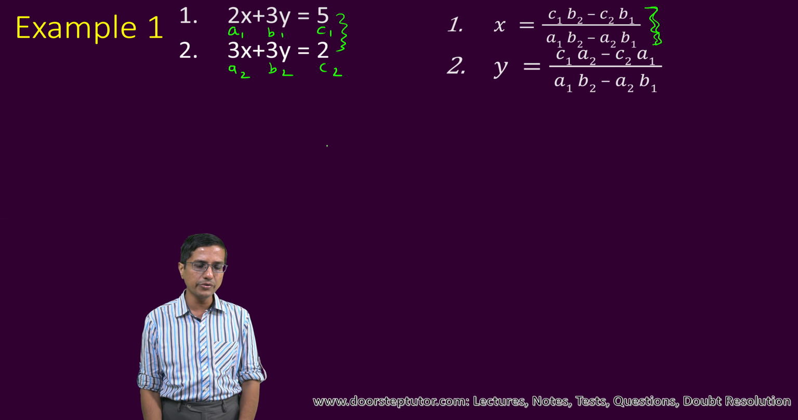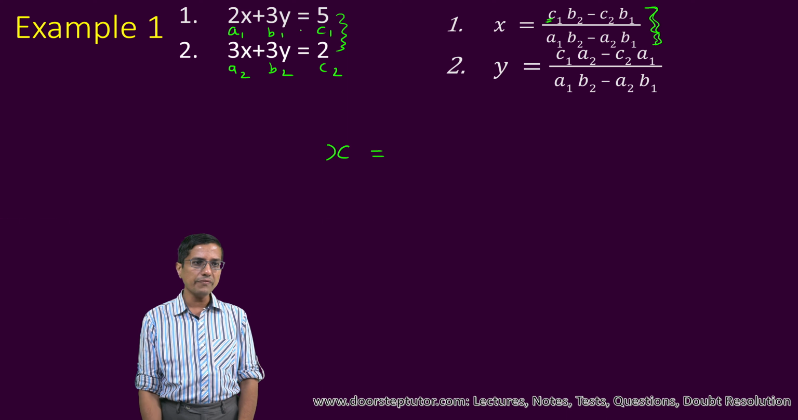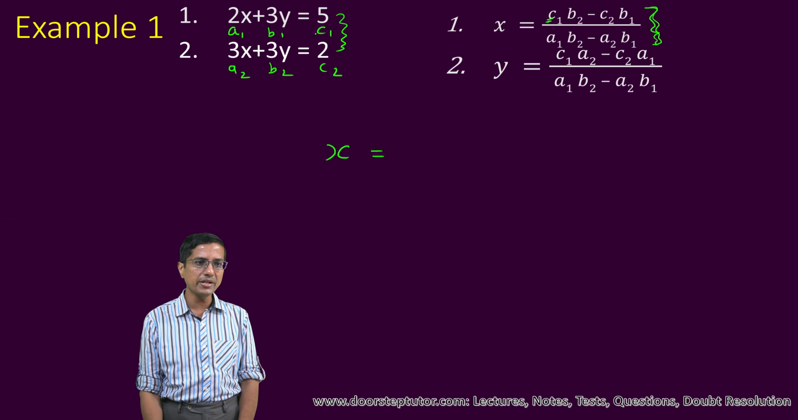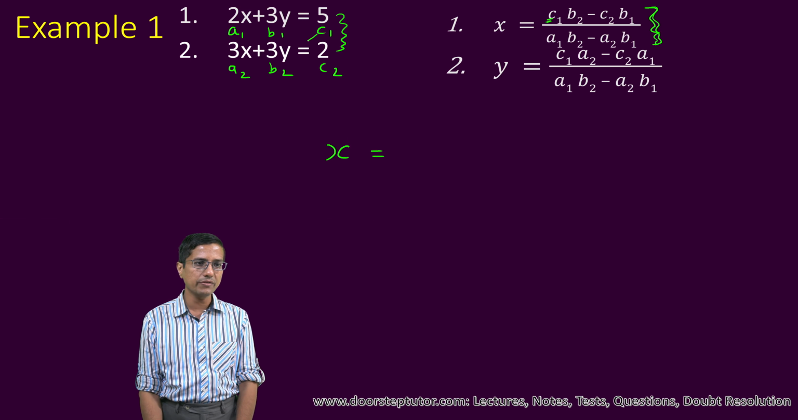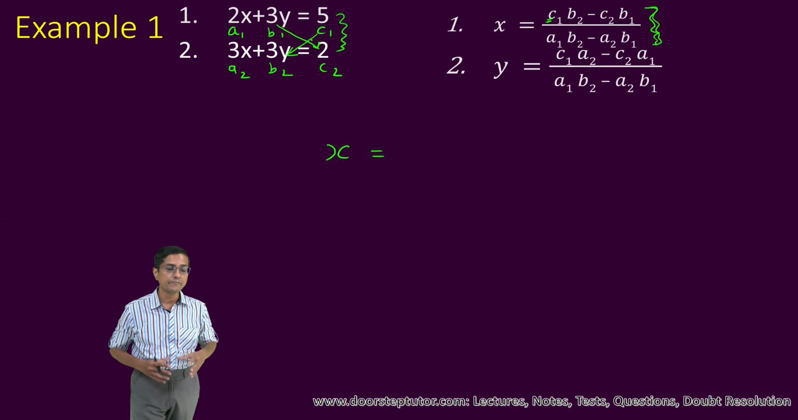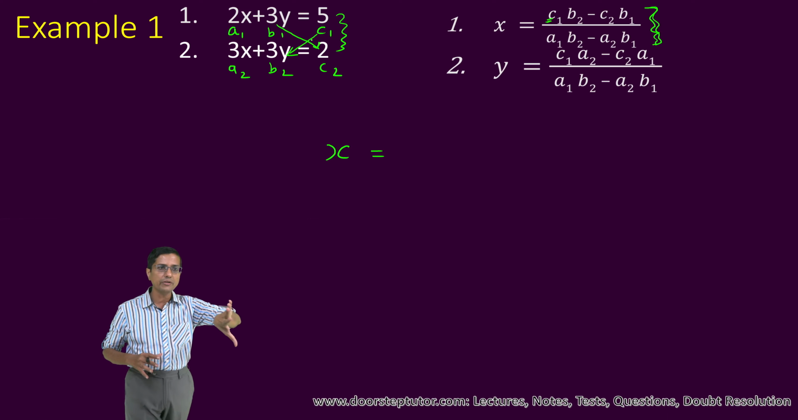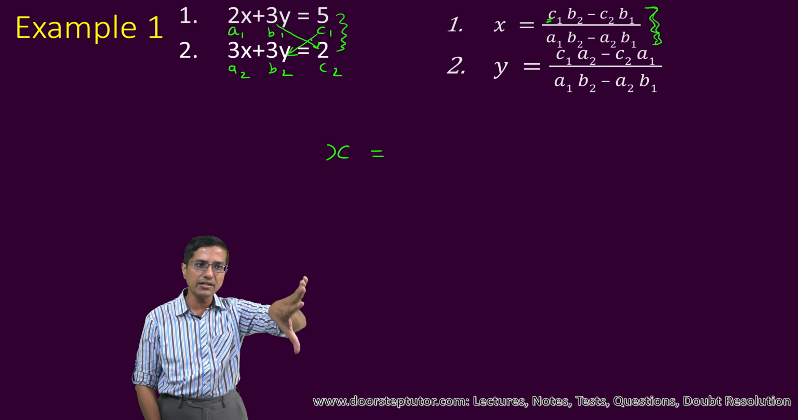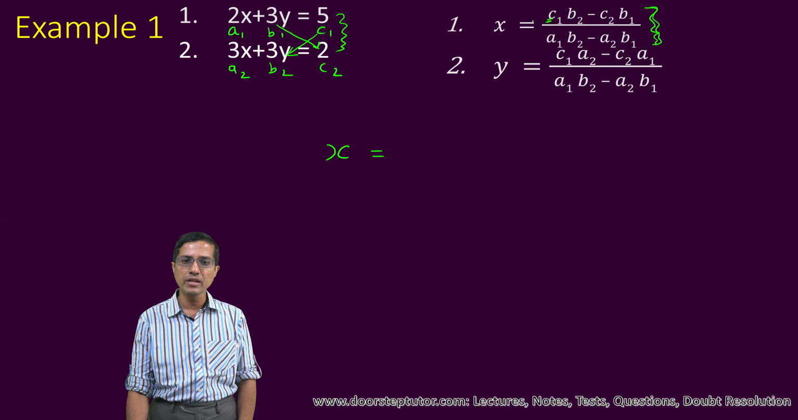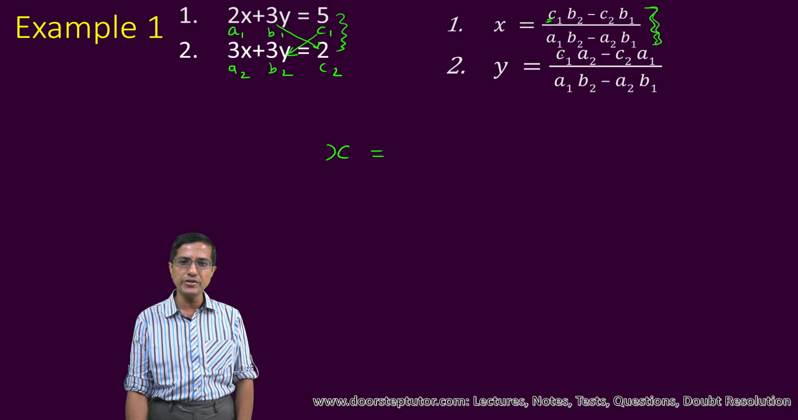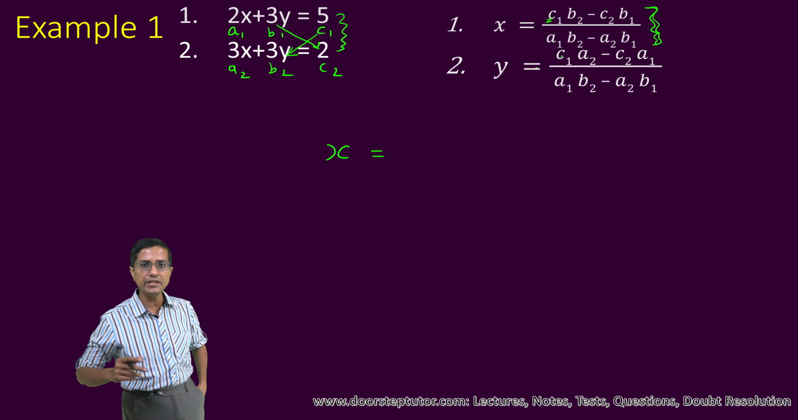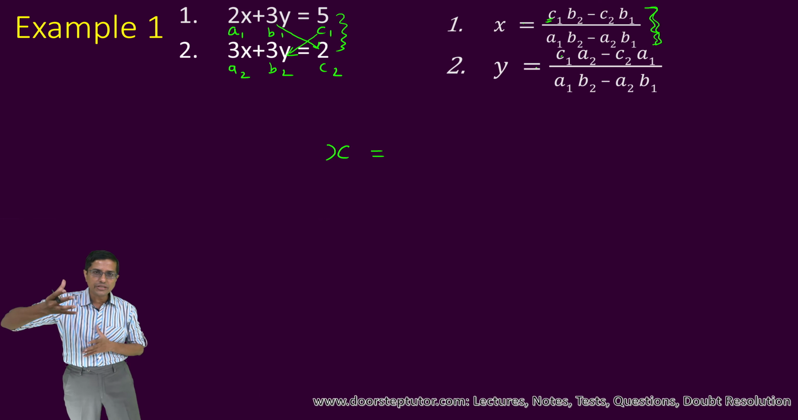So let's just try to use that. For the value of x, notice that in the numerator we are multiplying c1 by b2, so c1 goes to b2, and b1 is multiplied with c2, and of course those two are subtracted. Notice that we are not even using the coefficients a1 and a2. The coefficients of x are not being used in the numerator for x. Similarly, the coefficients of y are not being used in the numerator for y. So that is one thing to remember.